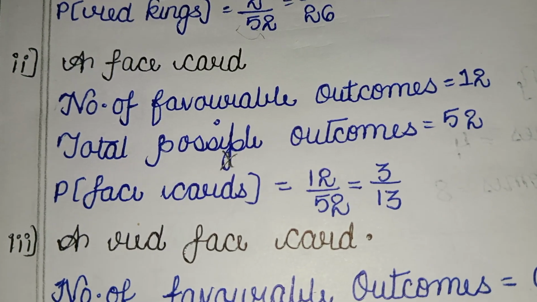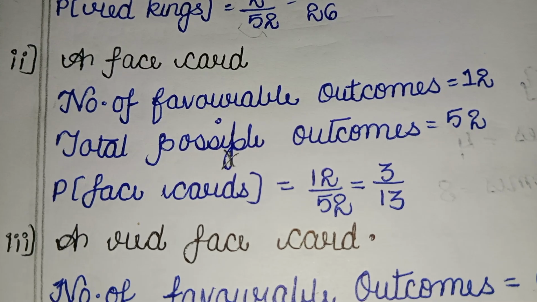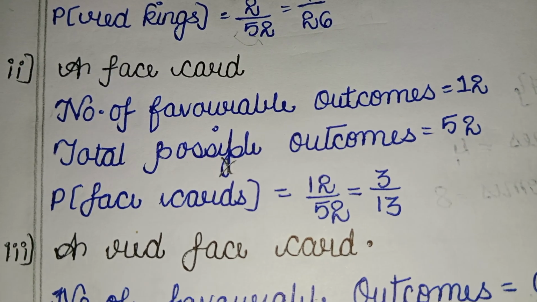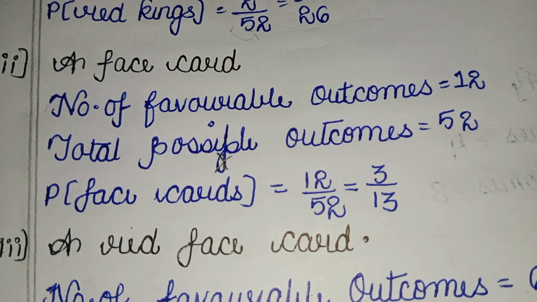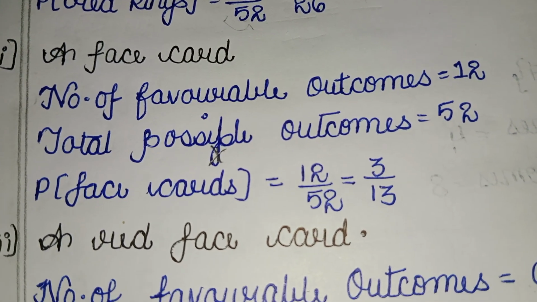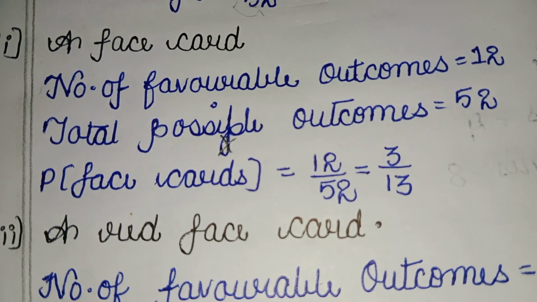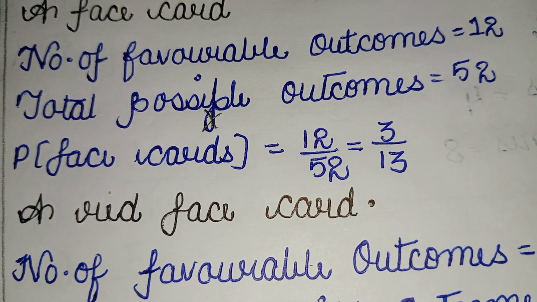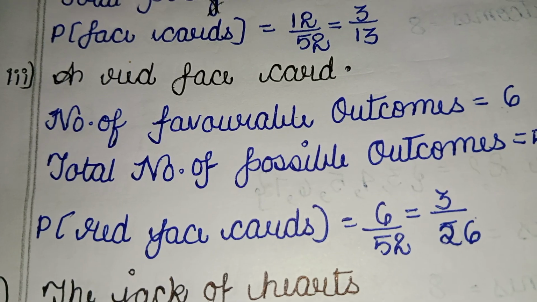Next question. A face card. Now, most important. How many face cards are there? 12 face cards are there. Number of favorable outcomes is equal to 12. Total possible outcomes is equal to 52. Probability of face cards is equal to 12 by 52, which is 3 by 13.